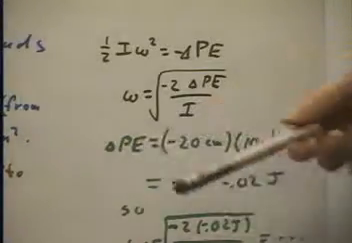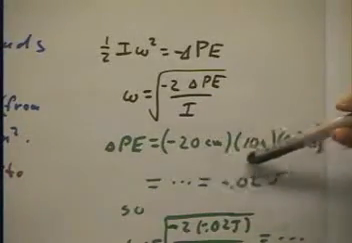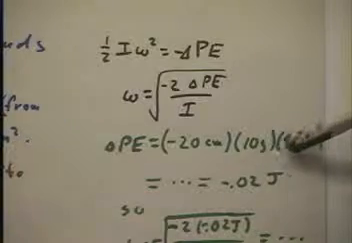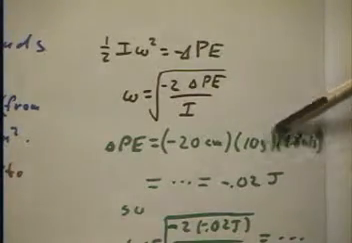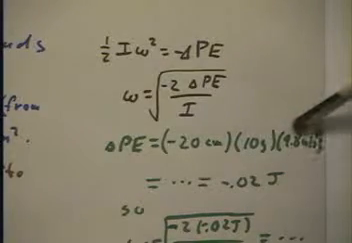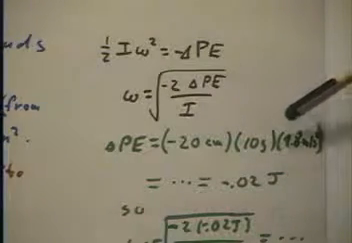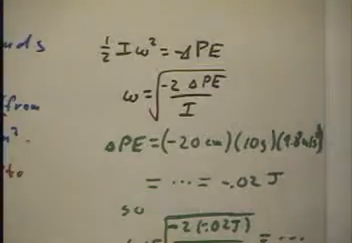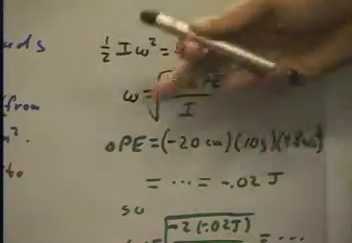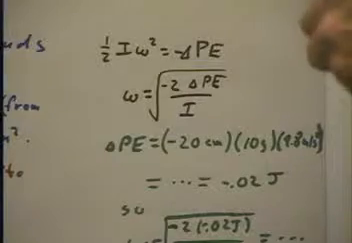Our delta PE is going to be negative 20 centimeters times 10 grams times 9.8 meters per second squared. 10 grams is the mass. Multiply that by the 9.8 meters per second squared. We get the weight, which is the force of gravity, times the negative 20 centimeters. And we have the change in potential energy.